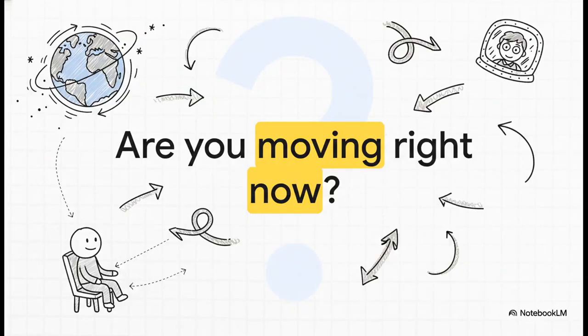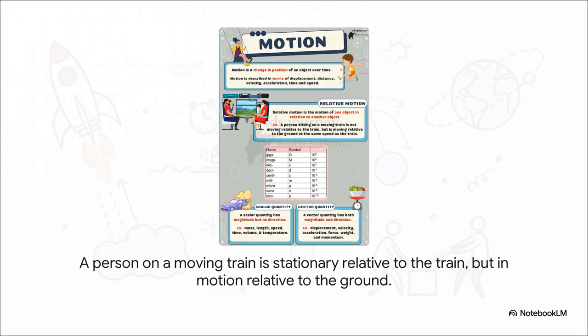So let's start with you. Right now, are you moving? Your first thought is probably, nope, I'm sitting still. But what if I told you that you're also hurtling through space on this planet at about 67,000 miles per hour? The answer, it turns out, really depends on your point of view. And that gets to the heart of a huge idea in physics called relative motion.